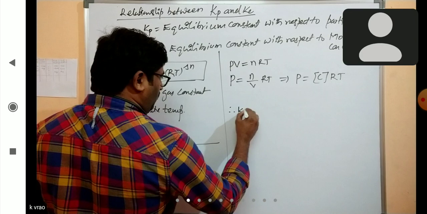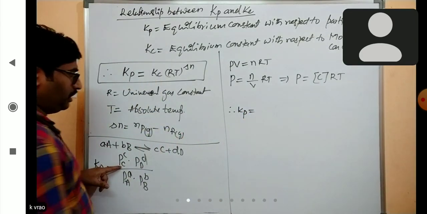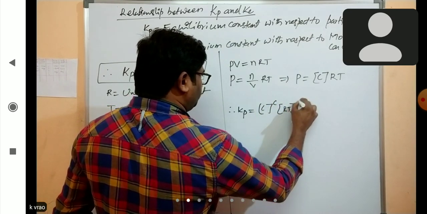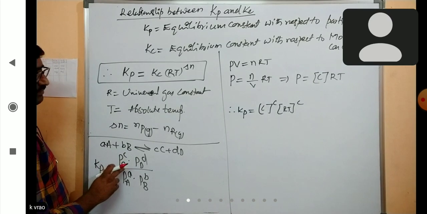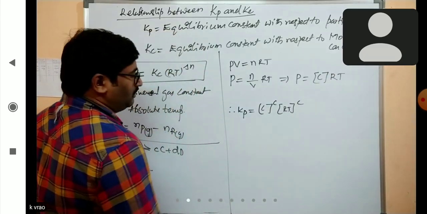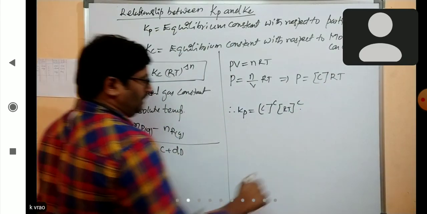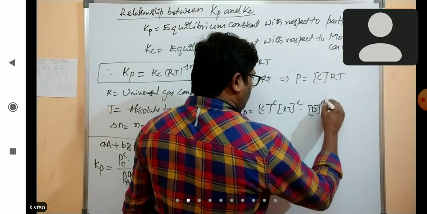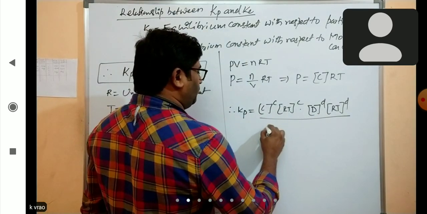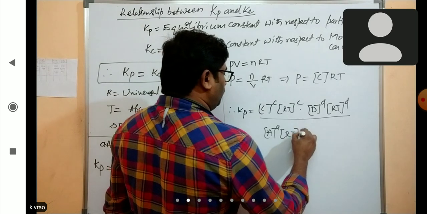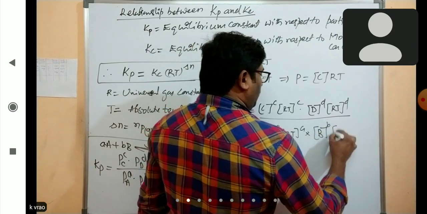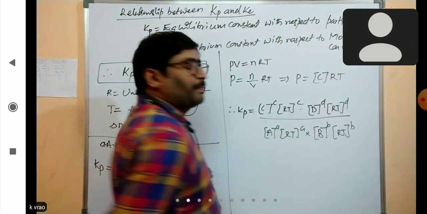So therefore Kp is equal to concentration of C power c into RT power c, because partial pressure of C is equal to concentration of C into RT power c. In the same method, partial pressure of D is equal to concentration of D power d into RT power d, divided by concentration of A power a into RT power a, into concentration of B power b into RT power b.